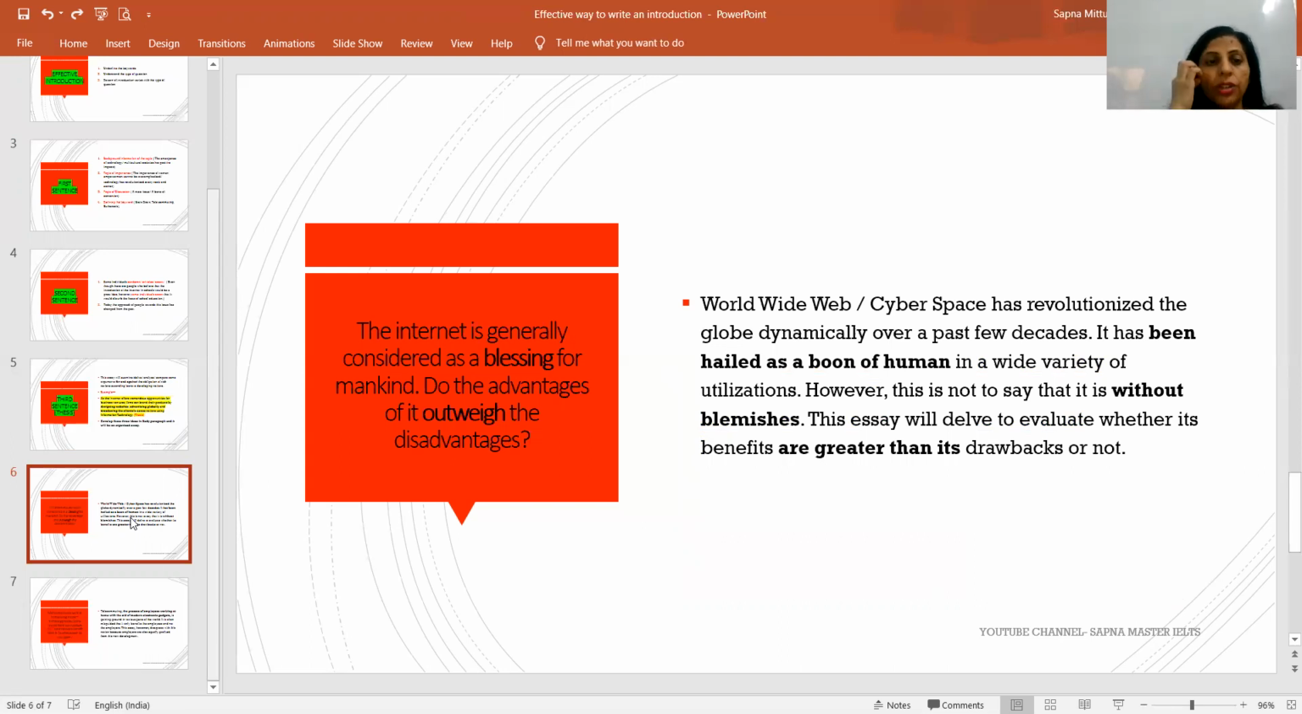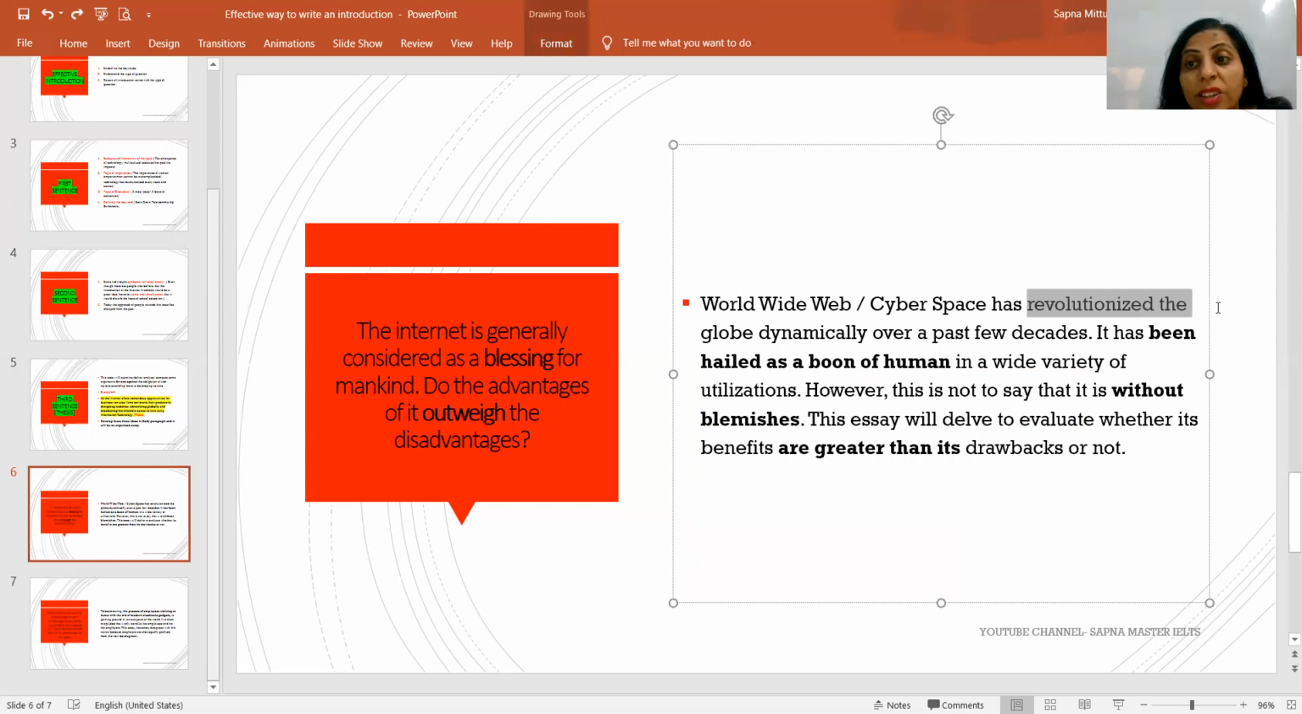Then I have the question related to the internet. It means I can paraphrase it. I have written the words World Wide Web or cyberspace instead of using internet. And I have given a normal sentence related to the first sentence, where I was discussing the importance of the topic. So the importance of the topic is that it has revolutionized the globe dynamically over the past few decades. Now, I will try to paraphrase the question also. It has been considered as a blessing for mankind.